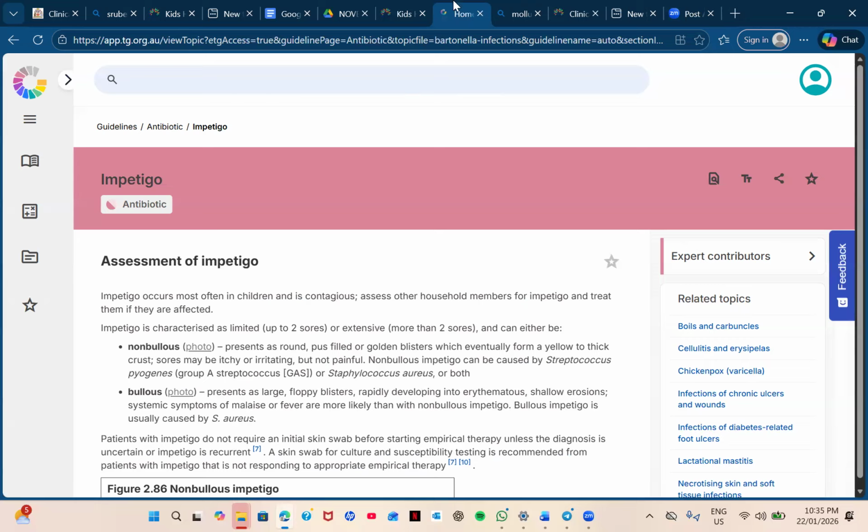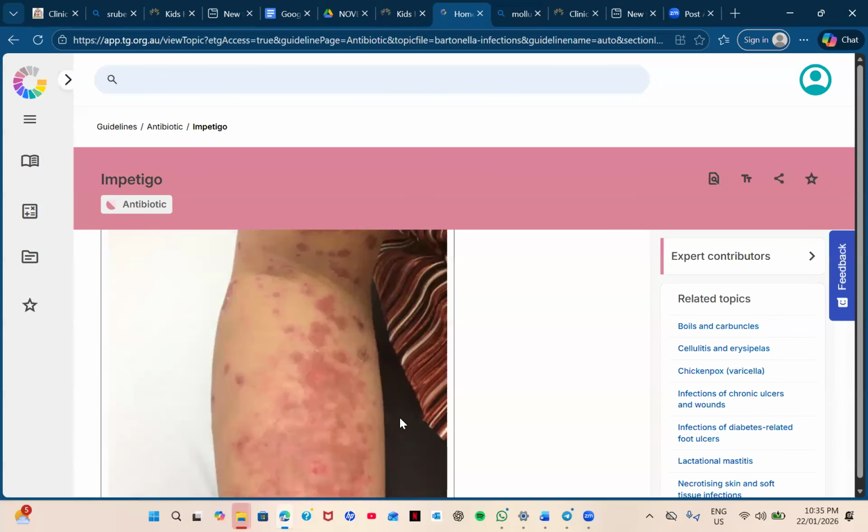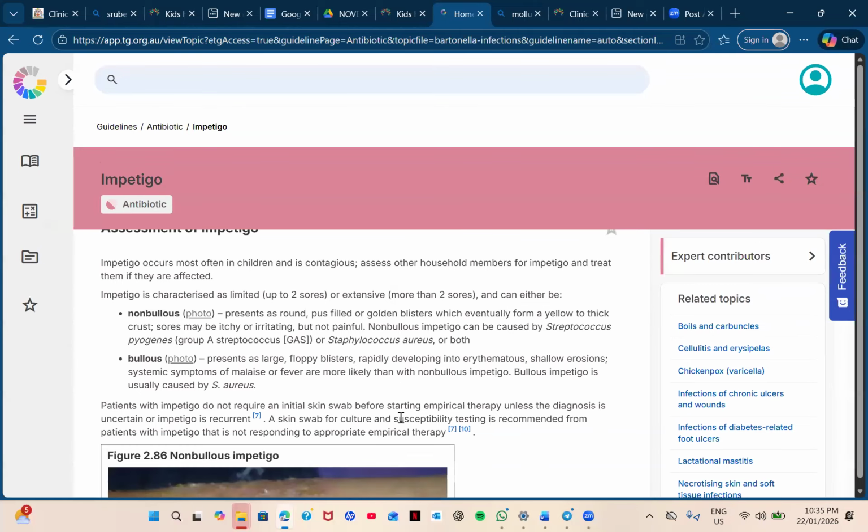Before that, I'll show how impetigo presents. First discuss this, then we will see the pictures. Impetigo is characterized as limited, up to two sores, or extensive, more than two sores, and can be either non-bullous or bullous. Non-bullous presents as round, pus-filled or golden blisters which eventually form a yellow to thick crust. We call this crust the honey crust.